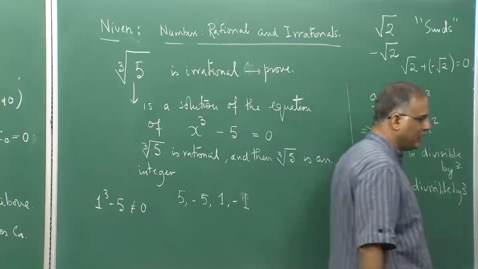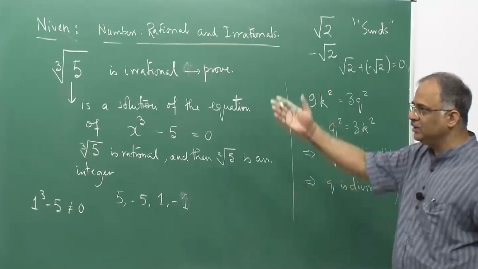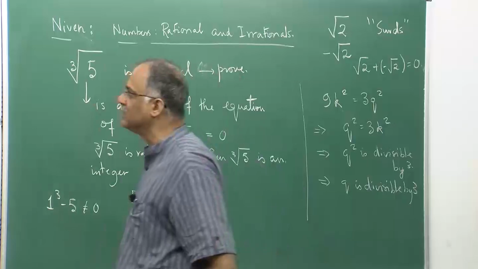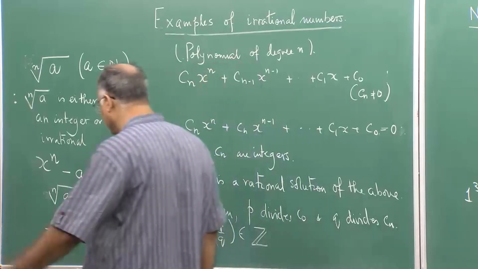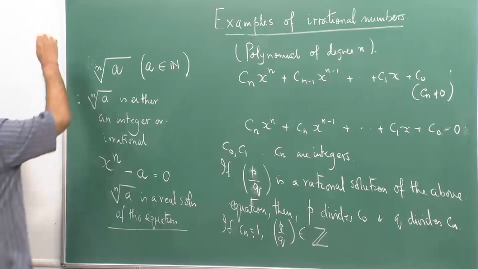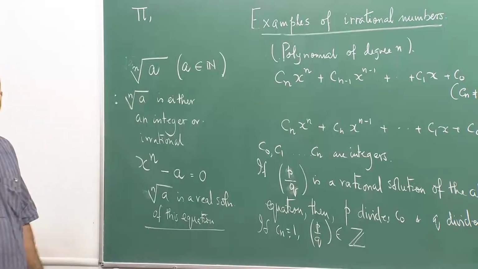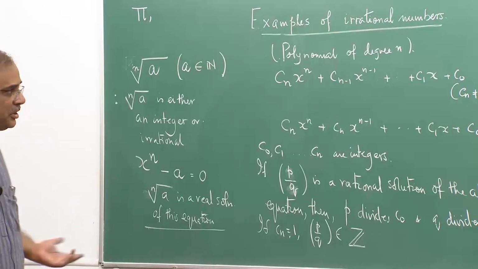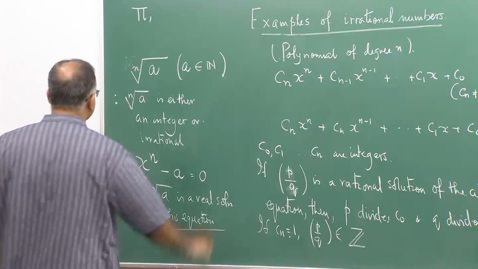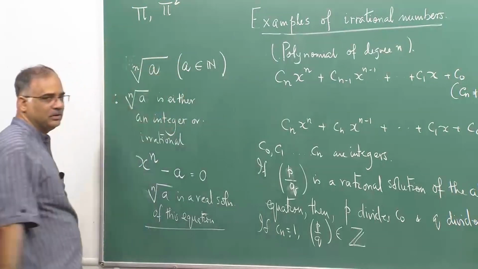Now, you might ask, okay, only this square root type, cube root or nth root type things are irrational, nothing else? No, there are famous constants in mathematics which are irrational. The most famous constant in mathematics is pi, the ratio between the circumference and the diameter of a circle, which is irrational. Not only that, pi square is irrational.